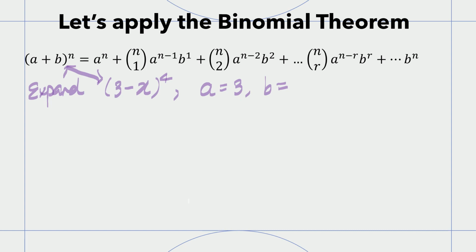Why is that so? Because the binomial theorem, the expansion is a plus b. Can you see it's a plus b? Right, so you have to substitute your b. If you have a negative x, then you have to substitute your b to be negative x. And make sure you bracket it. And then your n is equal to 4. Okay, let's do the expansion now.